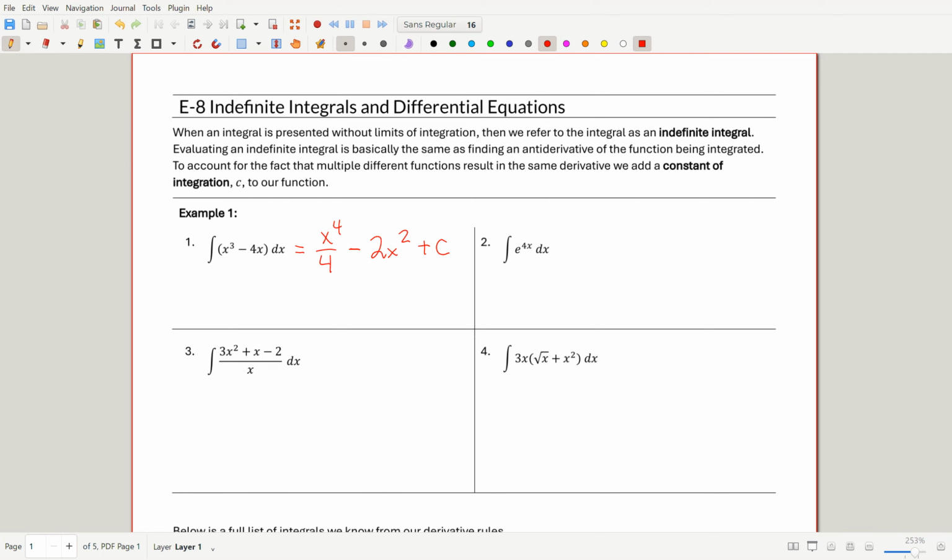So for these answers to be correct on the A/B test, these would all have to have plus c at the end of them, depending on what the question said. I don't know how much they're going to use the word antiderivative, because antiderivative is kind of a thing we use in the middle to get to this spot. But if you see the integral symbol, then you have to have the plus c. If they say antiderivative, they can't mark it wrong if you don't have the plus c. You found an antiderivative, whether that c is there or not. Okay. Number 2, e to the 4x. We are reversing the what here?